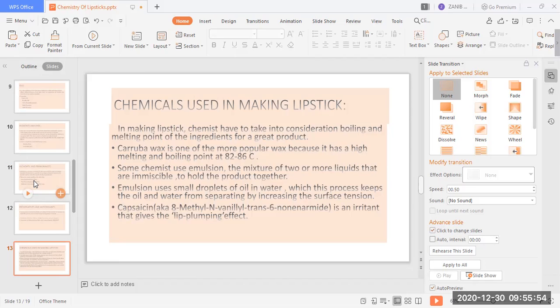The last one is capsaicin. Capsaicin is an irritant that gives the lip plumping effect.